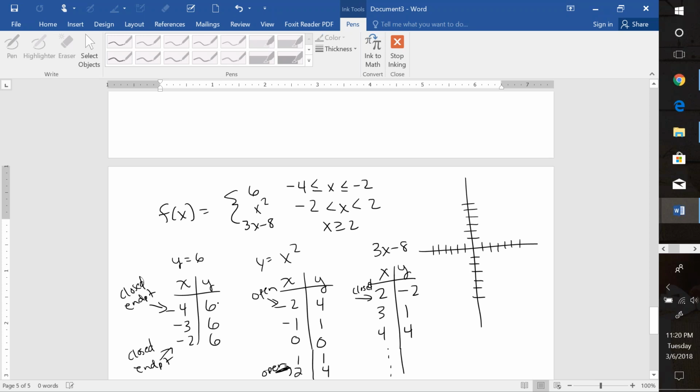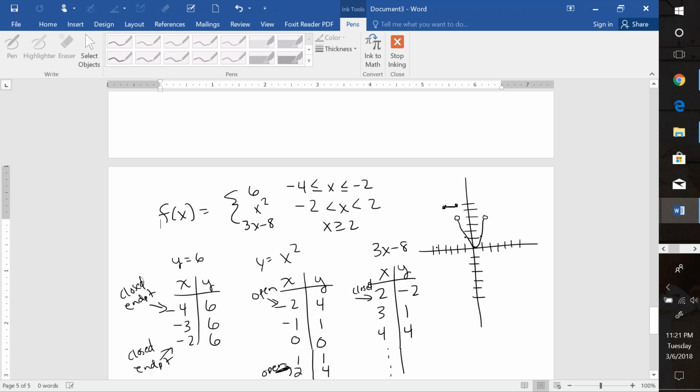Okay, so -4, 6 is right here, and it is a closed endpoint. And then we go all the way to -2, 6. So that's just a little closed endpoint and the segment in between it. Not very interesting. -2 is at 4, and it's open. The points in between are not open. They are just points. It's only the endpoints that can be open or closed.